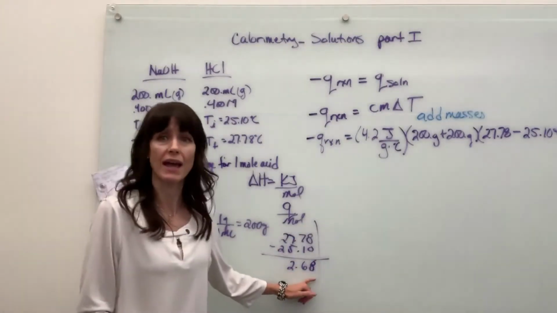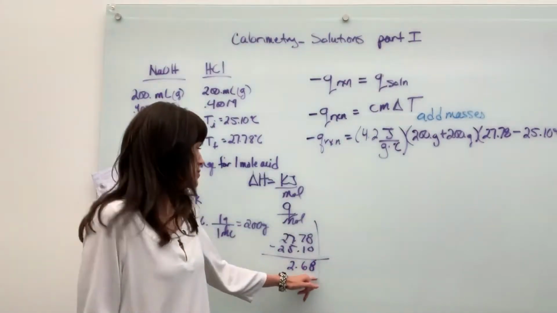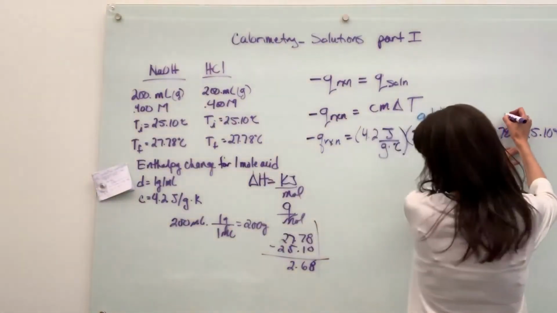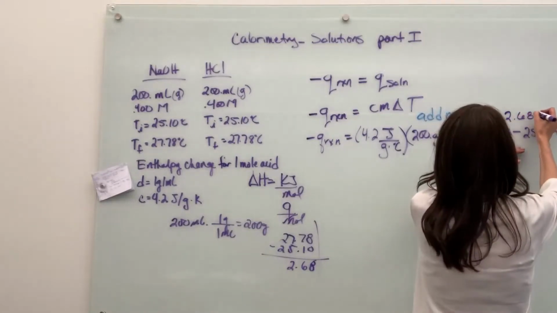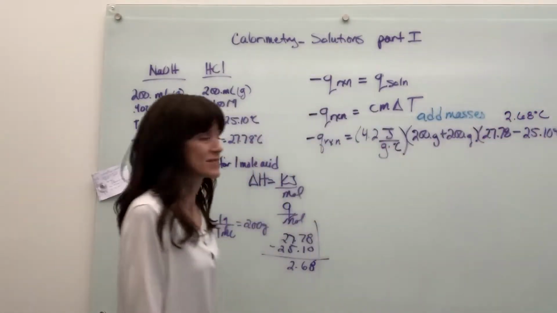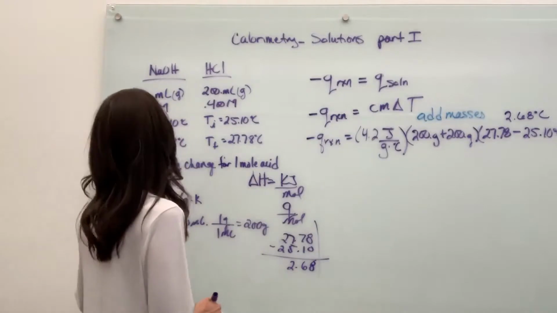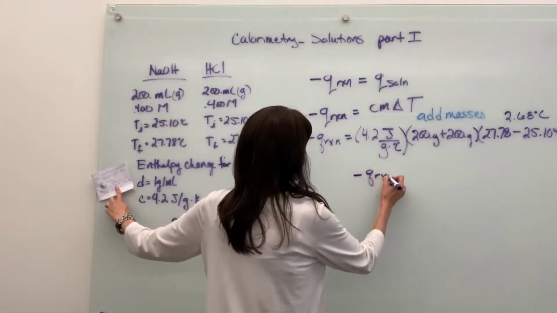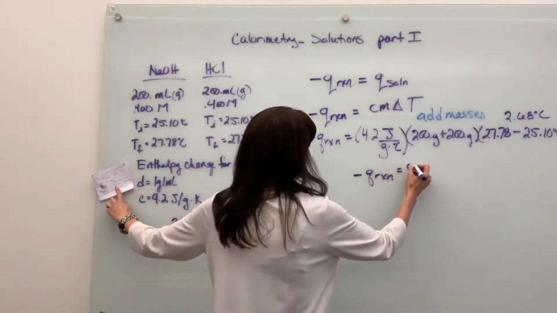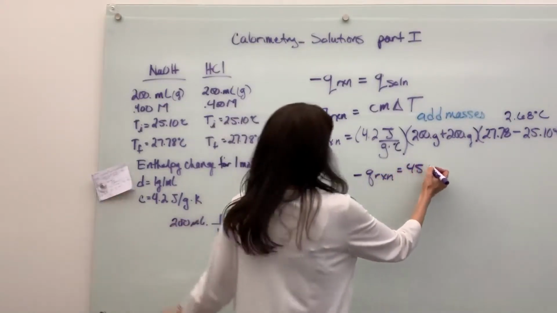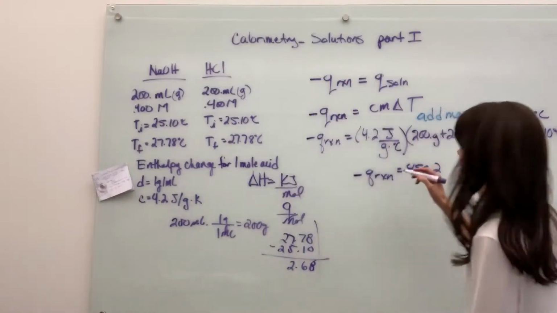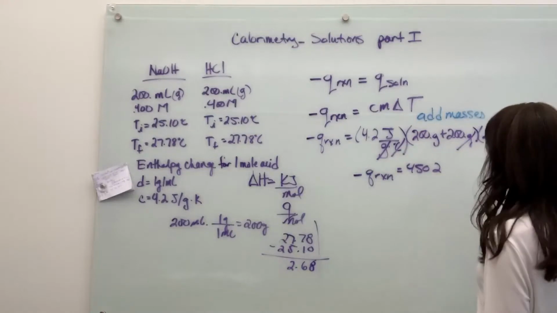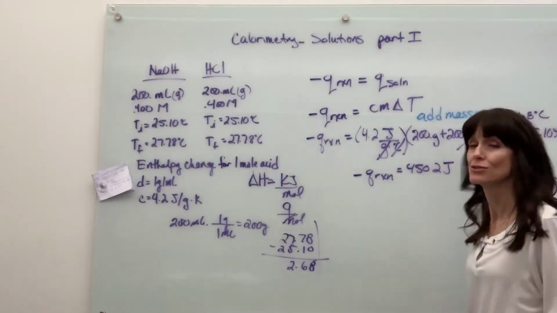2.68, and we truncate at the hundredths place. So that means I've got 3 sig figs. I'm going to make this mental note. I've got 3 sig figs from this, 2.68 degrees C, and that's a positive number. So now we multiply everything, and when we multiply, we are going to get negative Q of the reaction equals 4,502. Let's look at the units. Grams cancel, degrees C cancel. That is going to be joules.